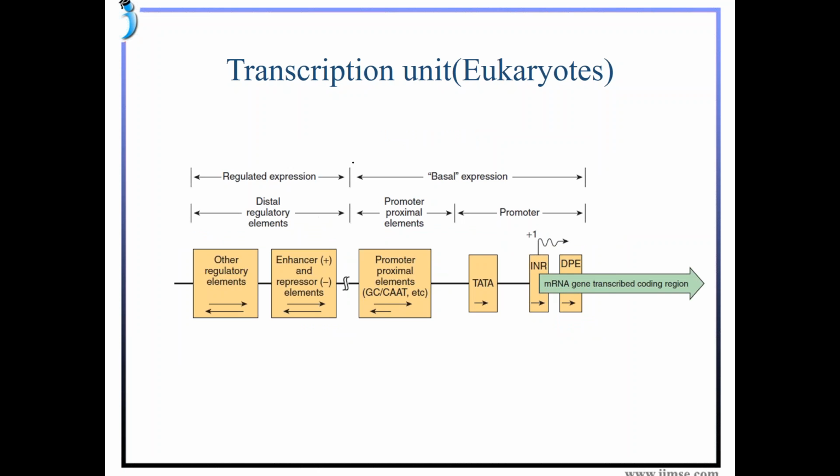So what happens in eukaryotes? Eukaryotes have somewhat complex regulation and somewhat complex transcription units, that is the start site. What is actually different? I will simplify. You should first know what basal expression is and what regulated expression is. Can anyone tell what the difference is between basal expression and regulated expression?